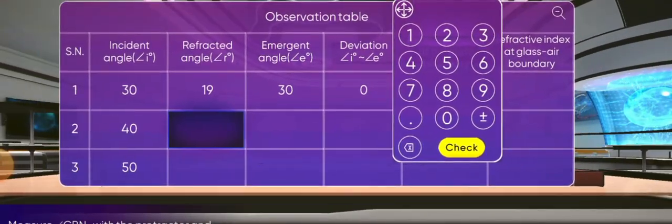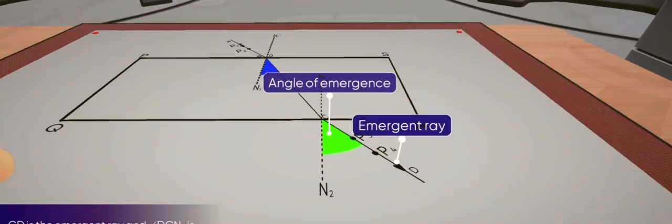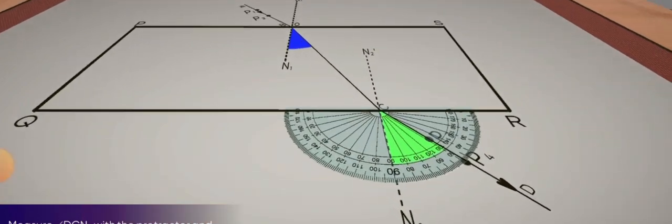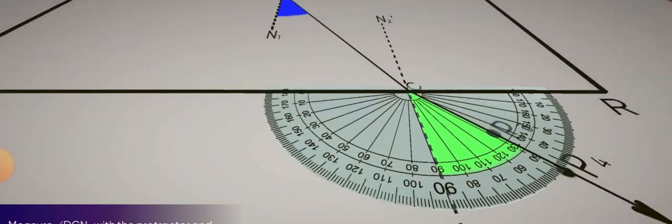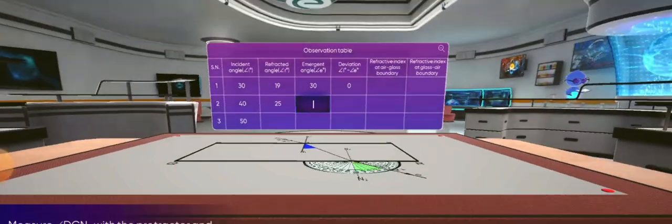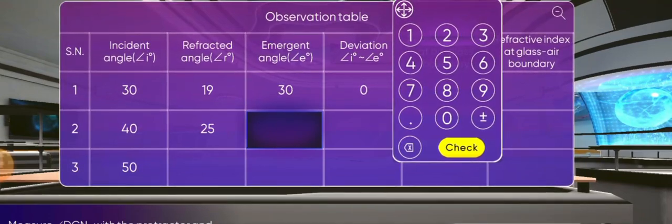For angle of incidence 40, angle of refraction is 25. Let me check it. It is correct. Now the angle of emergence, let's check putting a protractor. It is 10, 20, 30, 40. Appears to be 40 or 41. So I just see it is 40.